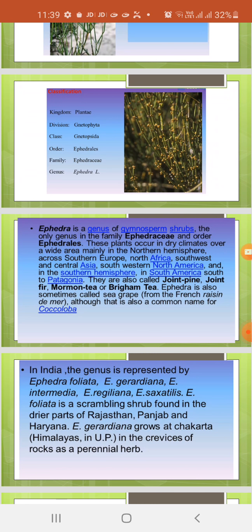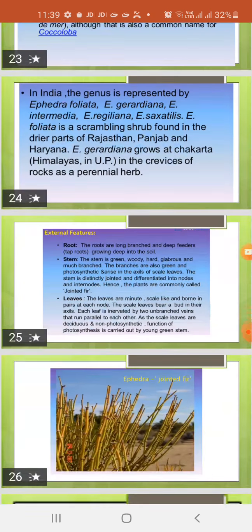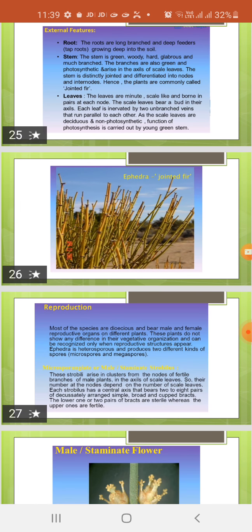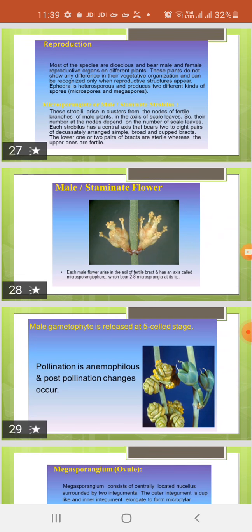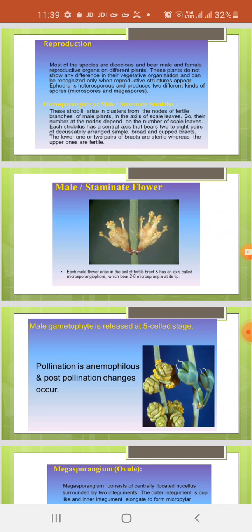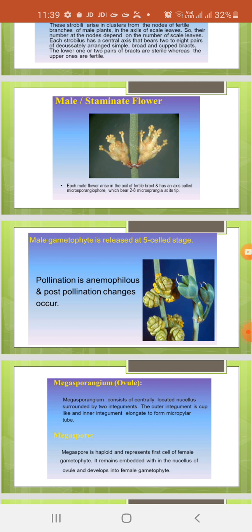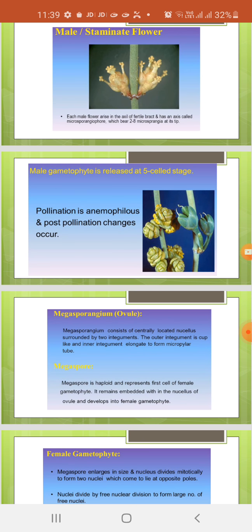Then there is the jointed fir. This jointed fir is known as ephedra, and it is a shrub. Reproduction: male, that is a staminate flower, and pollination is anemophilous. Megasporangium, the ovule, has a centrally located nucleus surrounded by two integuments. The outer integument is cup-like and the inner integument elongates to form the micropylar tube.